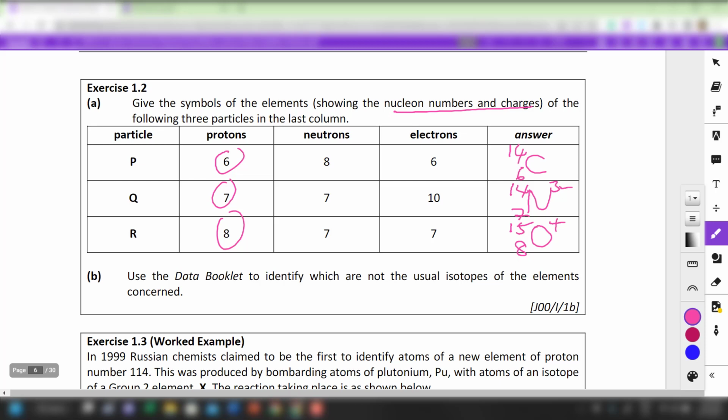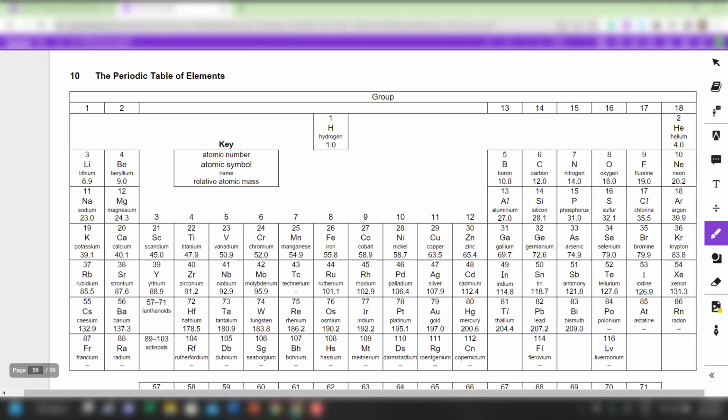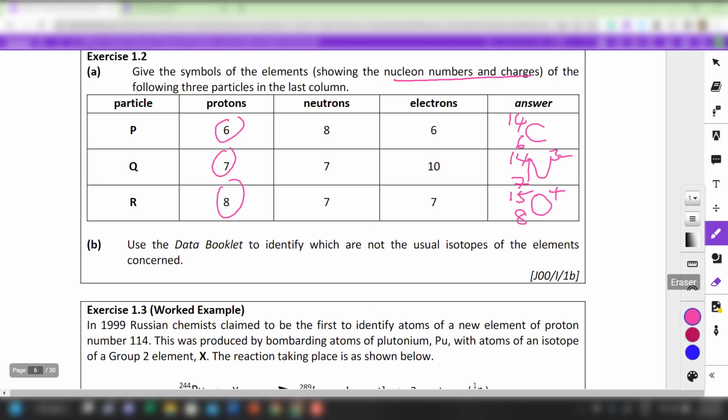Okay, just remember. For B, use the data booklet to identify which are not the usual isotopes of the elements concerned. How can we identify which of them are not the usual isotopes? First, we need to look at the periodic table. For the periodic table, the relative atomic mass is given to us: 12.0 for carbon, nitrogen 14.0, oxygen 16.0. We'll just write it at the side over here, just for us to keep in view.